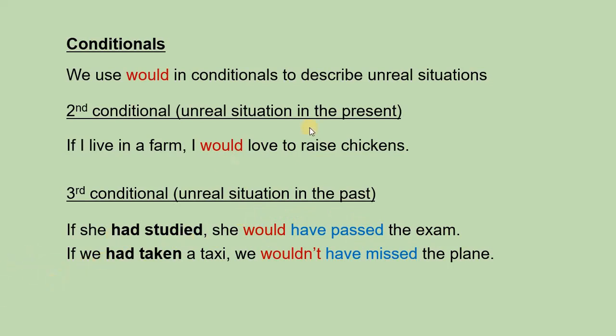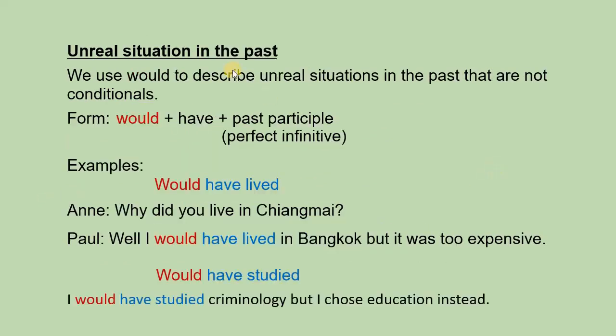Next, another example. Third conditional, unreal situation in the past. If we had taken a taxi, we wouldn't have missed the plane. Okay, guys. So these are examples of second conditional, unreal situation in the present, and third conditional, unreal situation in the past. And finally, unreal situation in the past. We use would to describe unreal situations in the past that are not conditionals.